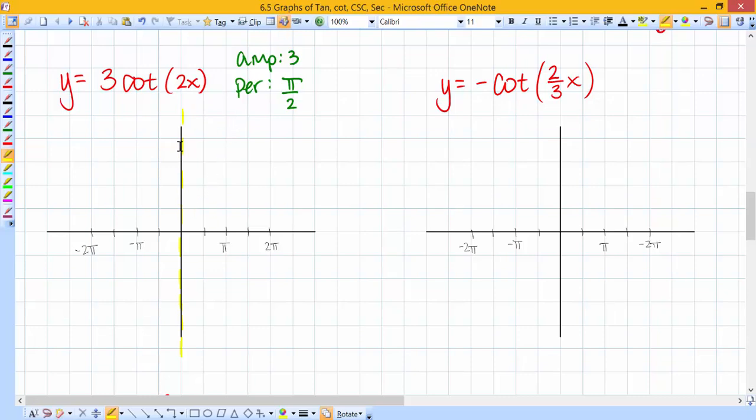With cotangent, your first asymptote is at 0. Your next asymptote occurs where the period ends. So this is going to be your first asymptote. So I'm going to go to pi over 2, and there's an asymptote. Your 0 happens in the middle.